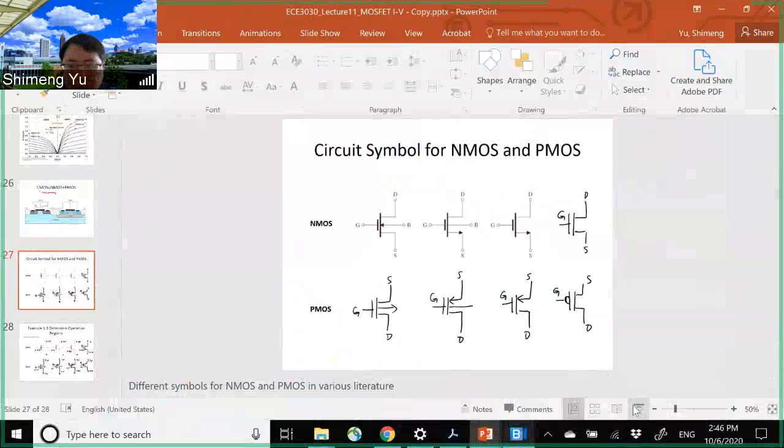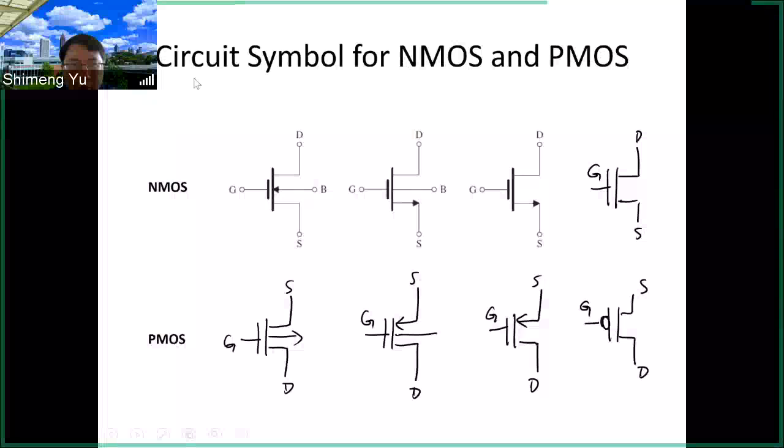All right, then I will spend a few more words on the circuit symbol for the NMOS and PMOS. So here we have different versions of the symbols for NMOS and PMOS. You will find those in different literature or different textbooks. They are essentially the same. So for the NMOS, sometimes we use this arrow pointing in from the body to the channel. This is NMOS. Or sometimes we use this arrow pointing out from the gate to the source. So this is also NMOS.